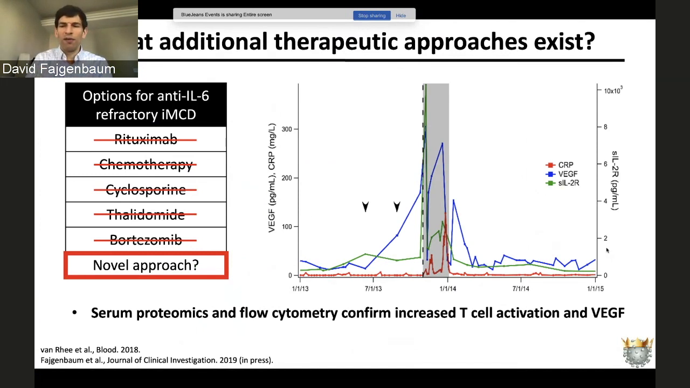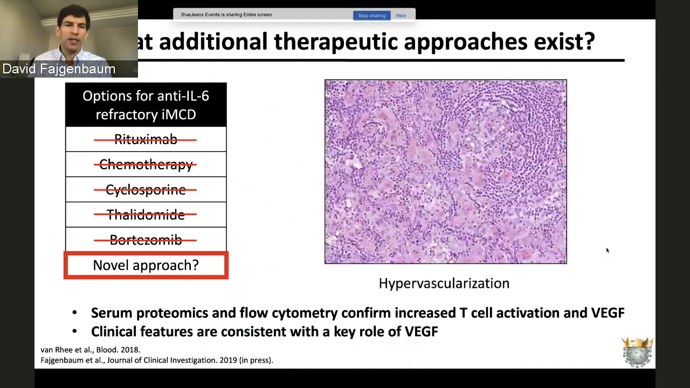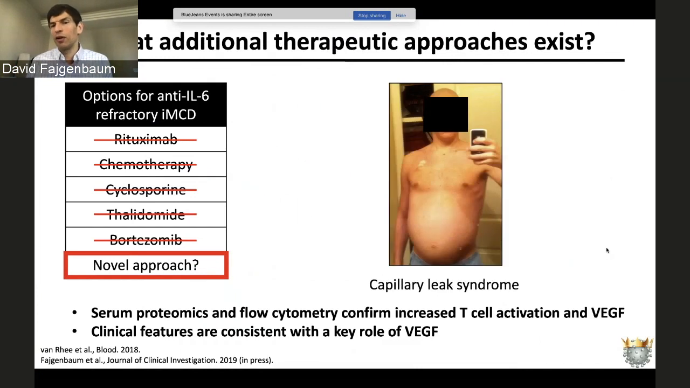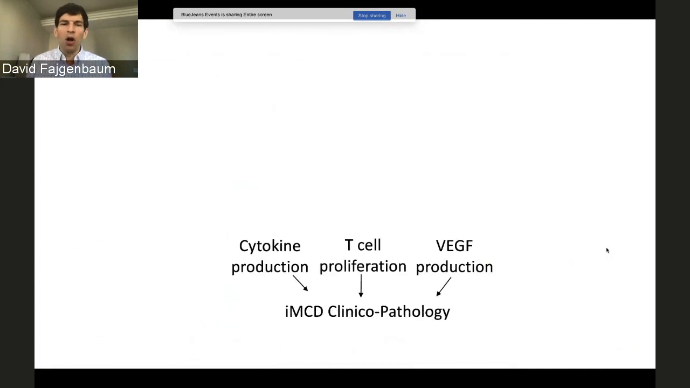Again, I have the coronavirus in the bottom right of the screen because these are 2 findings that have been very consistent in COVID-19. And then we have clinical features that are consistent with an important role of VEGF. VEGF is important for vascular endothelial growth, and so we see increased vascular endothelial growth in lymph nodes and also on the skin. So these are some cherry hemangiomas described in the skin of this patient, and also capillary leak syndrome, which is what can happen when you have high VEGF. You gain lots of fluid all over the body.